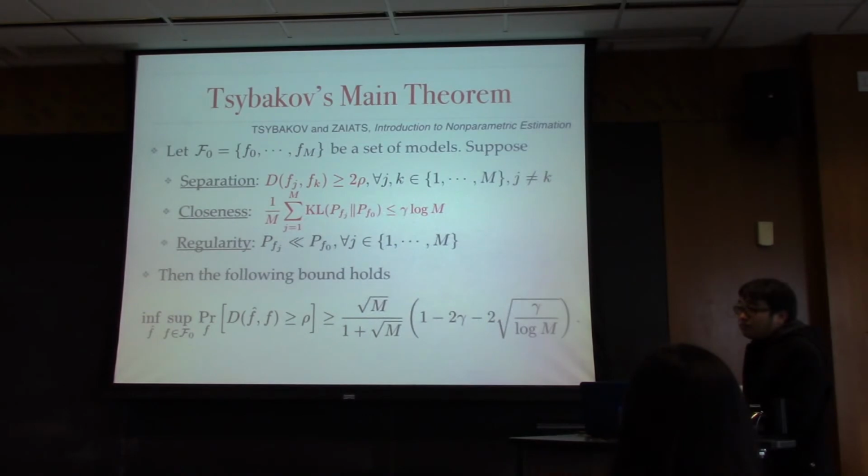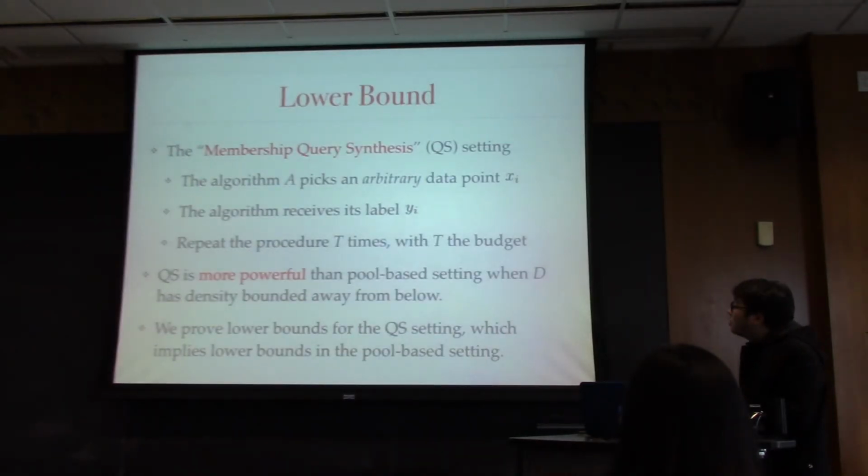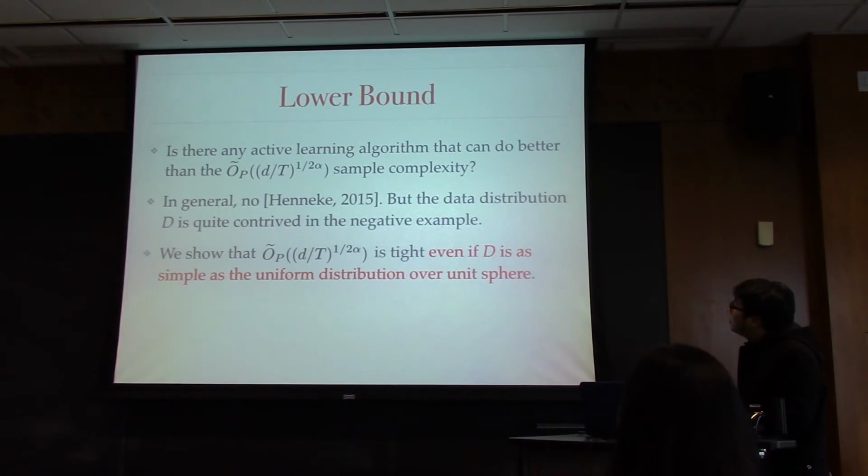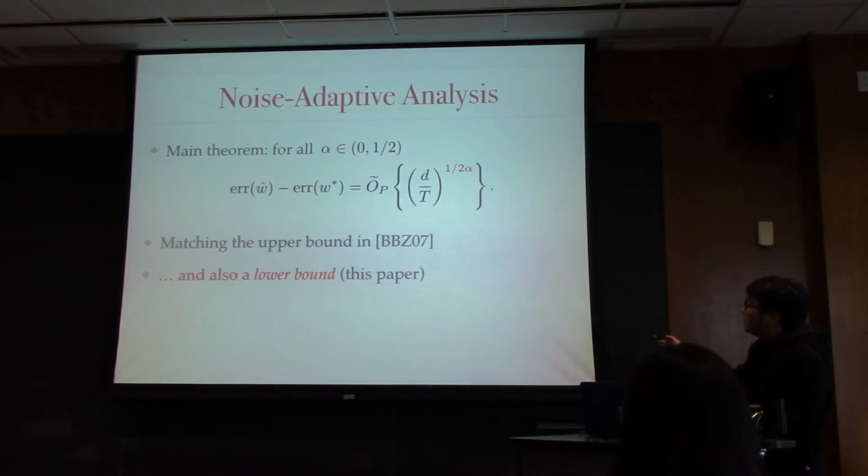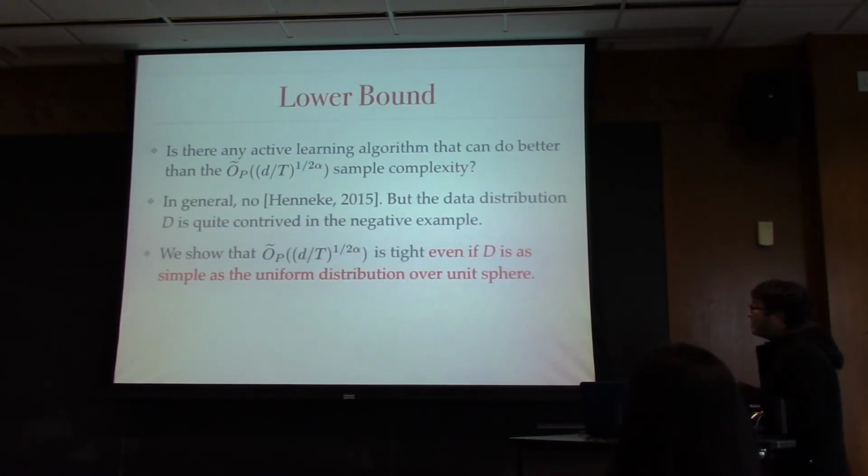So the subscript P there, does that mean pool-based in the big O tilde notation on the previous slide? Right, big O tilde subscript P, does that mean? No, this means with high probability. Oh. Yeah, because this bound holds with high probability. Yeah, exactly. Cool. Last question.